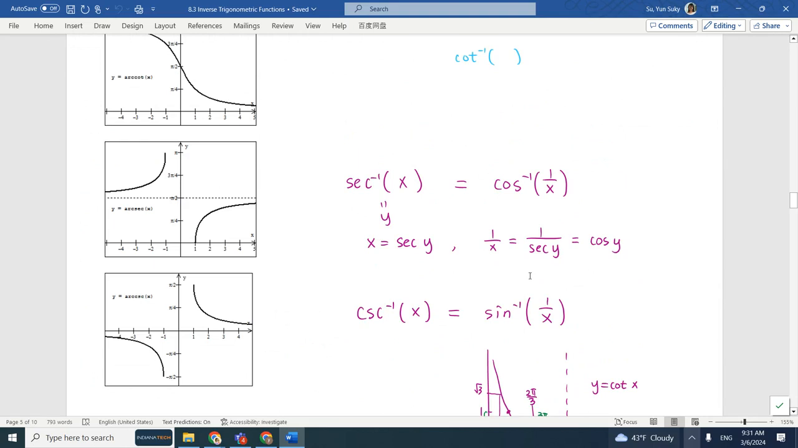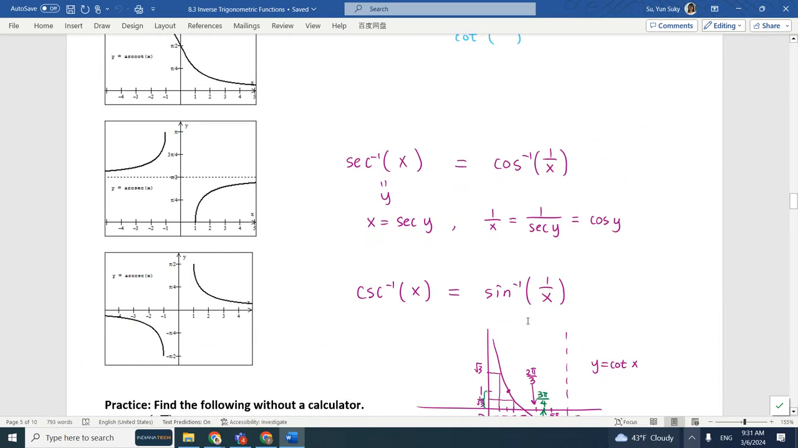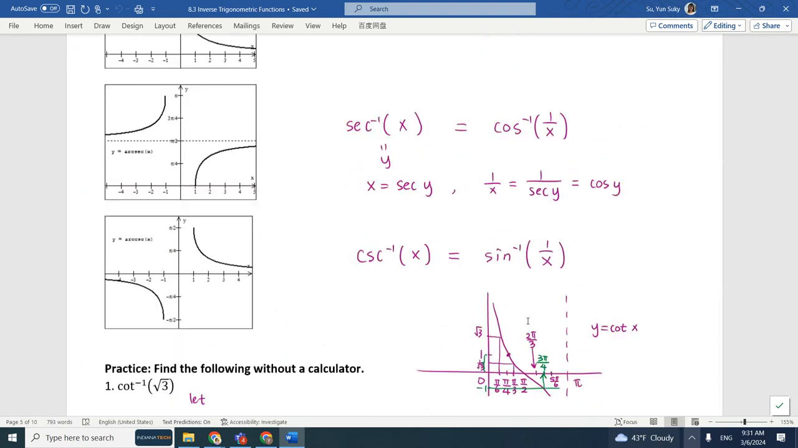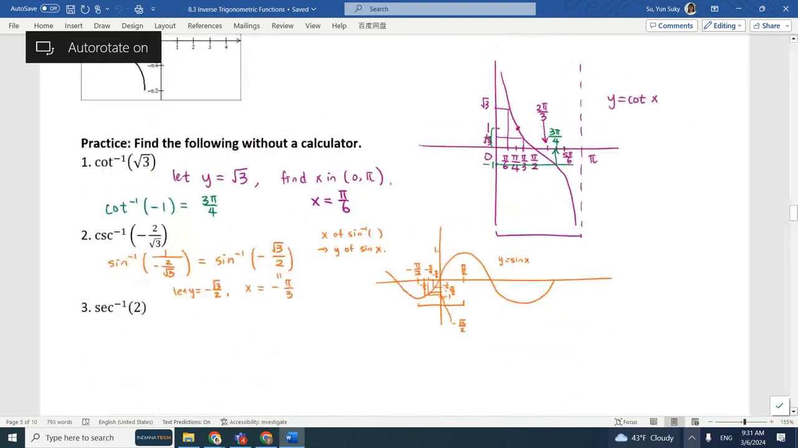That means if you see inverse secant, look at me, if you see inverse secant, that is inverse cosine of 1 over x. And if you see inverse cosecant, that is inverse sine of 1 over x. Because sine is 1 over cosecant, and cosine is 1 over secant. Is that okay, everybody? And last time we did 1, 2. Let's do 3 today.